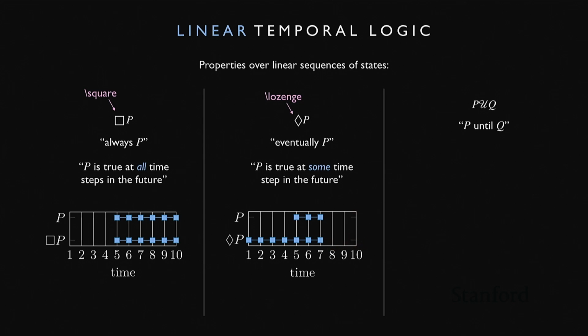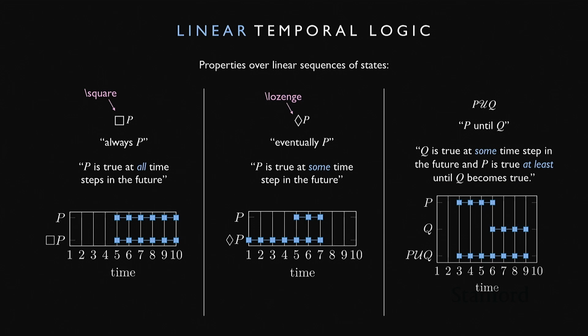Okay, and then the last one we're going to talk about, now we have 2 propositions here, and that's P until Q. It's this cursive U, read P until Q. What this one says, it's kind of long, but it's not too crazy. It's just saying Q must be true at some time step in the future, so this one eventually has to become true. And P is true at least until Q becomes true.